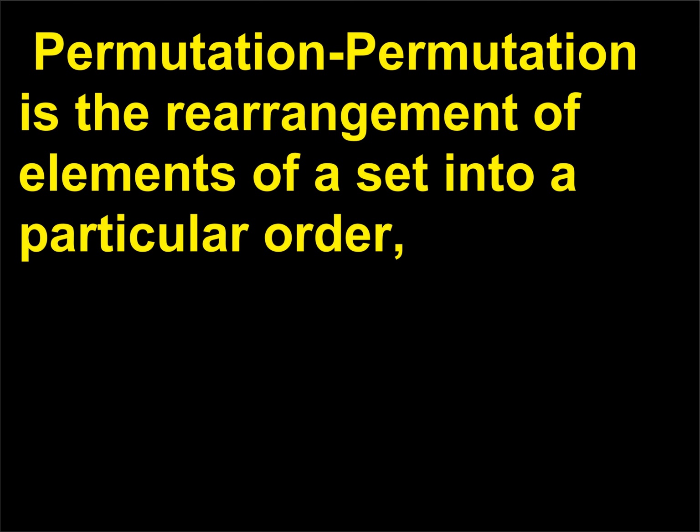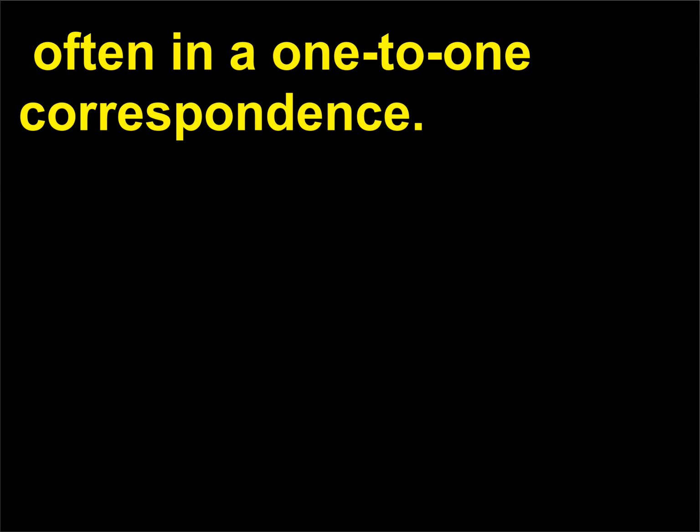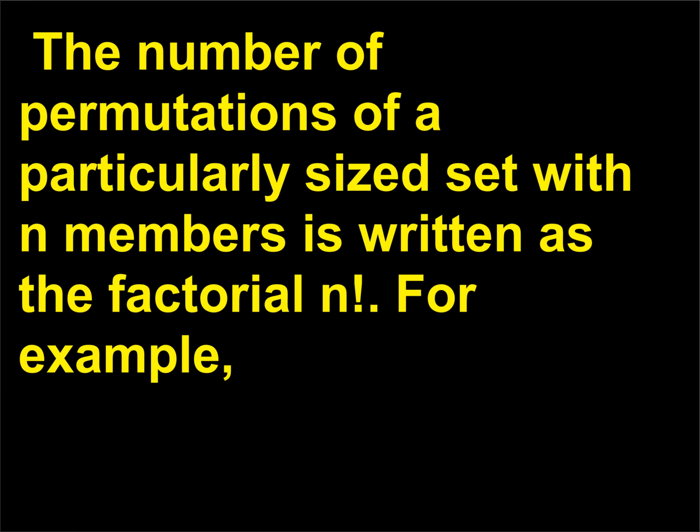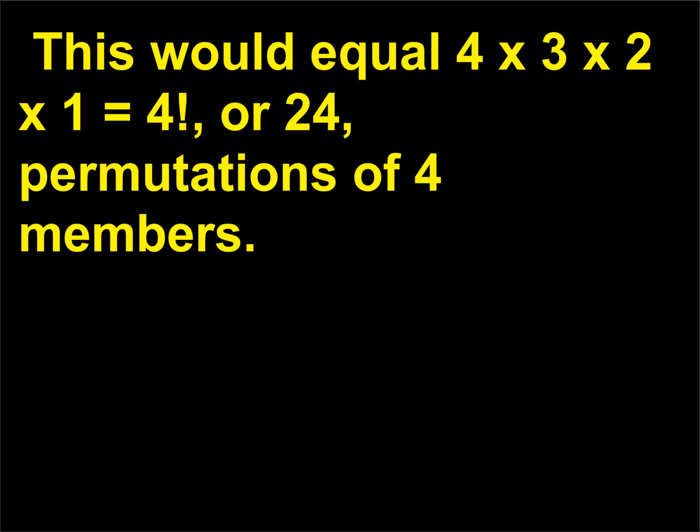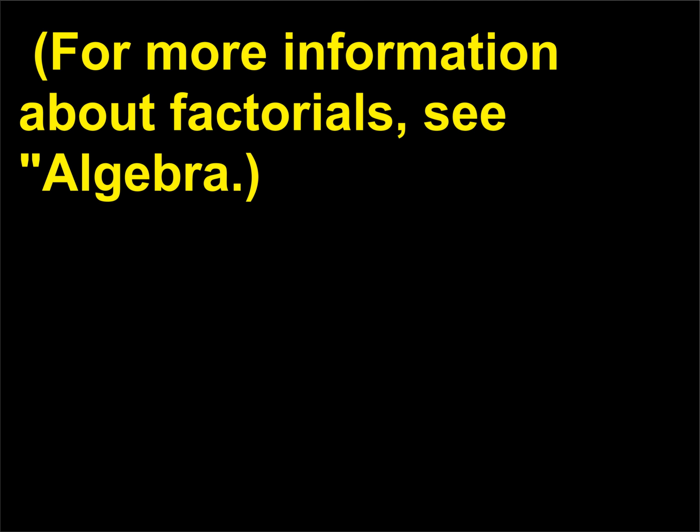Permutation is the rearrangement of elements of a set into a particular order, often in a one-to-one correspondence. The number of permutations of a particularly sized set with n members is written as the factorial n. For example, a set with 4 members would have 4 in first place to 1 in the last place. This would equal 4 x 3 x 2 x 1, or 4!, which is 24 permutations of 4 members. For more information about factorials, see algebra.